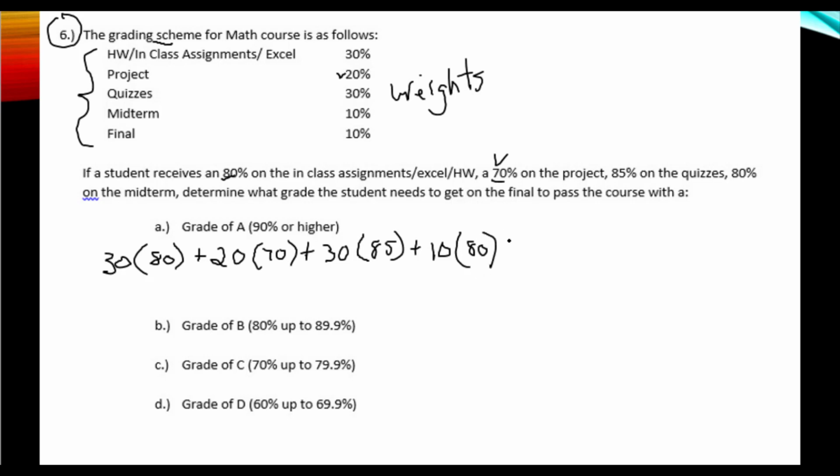And finally, 10% of my grade is based on the final, and here is what makes this different. You haven't taken the final yet. But after you add all those up and divide it by the sum of the weights, what do you think the sum of the weights is going to be? You should know without adding them.